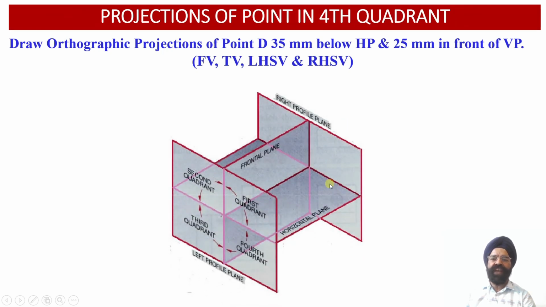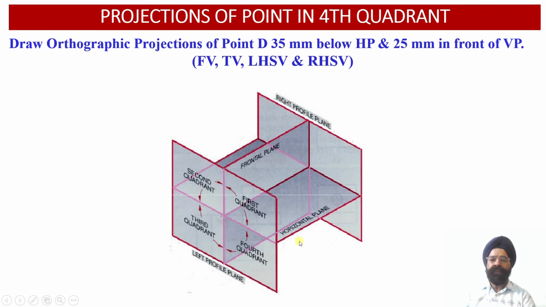quadrant. So here we have a spatial arrangement in which the horizontal plane, the vertical plane, the left hand side view profile plane and the right hand side view profile plane are arranged to divide the space into four different quadrants. So this is the first quadrant, this is the location of the second quadrant, this is the location of the third quadrant, and this is the location of the fourth quadrant.